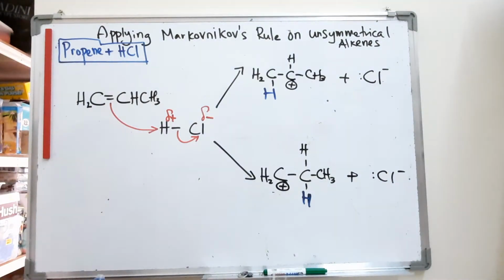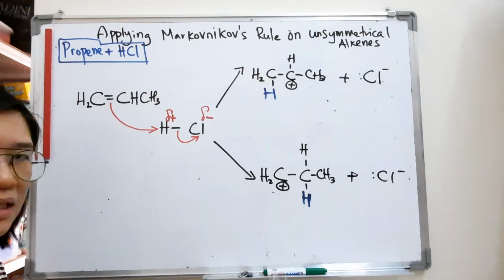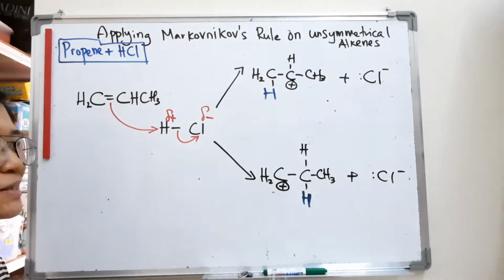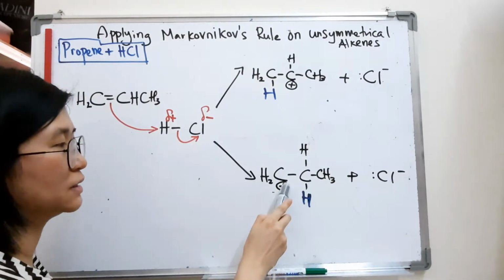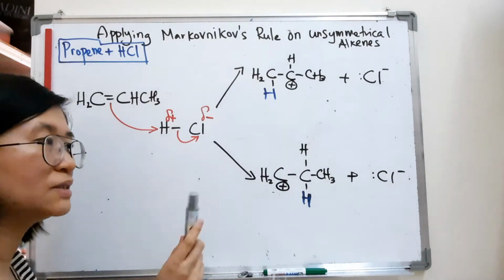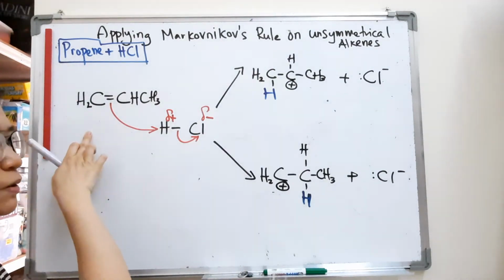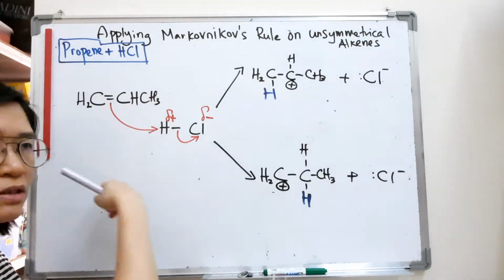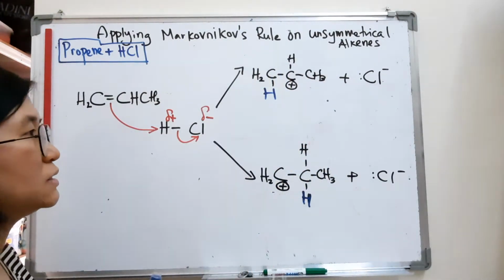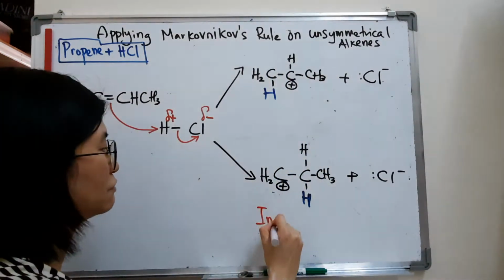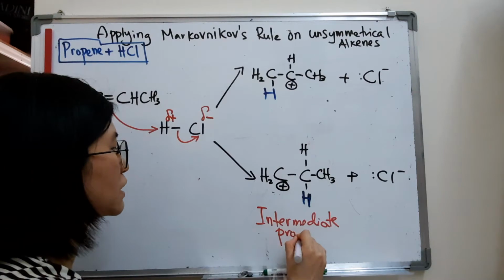So there will be two possible products, but which one is the major one? Which one is more favored by the formation of the carbocation? Which one is more stable? The one that is more stable. Now remember, we don't talk about a stable reactant or stable product. We are talking about the stability of the intermediate products that are formed. So in this case, there are two possible intermediate products.